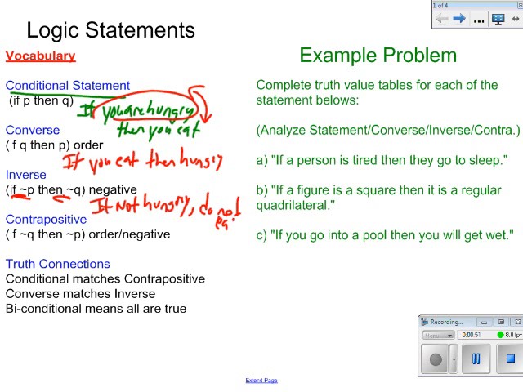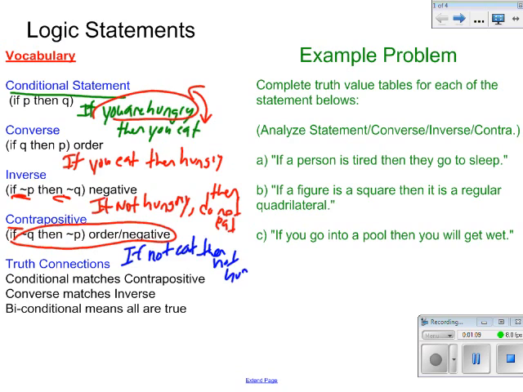Now the last thing is the contrapositive. Now the contrapositive is both the converse and the inverse. So you're switching the order and you're saying it's not. So in this case you would say, if you do not eat, then you are not hungry.